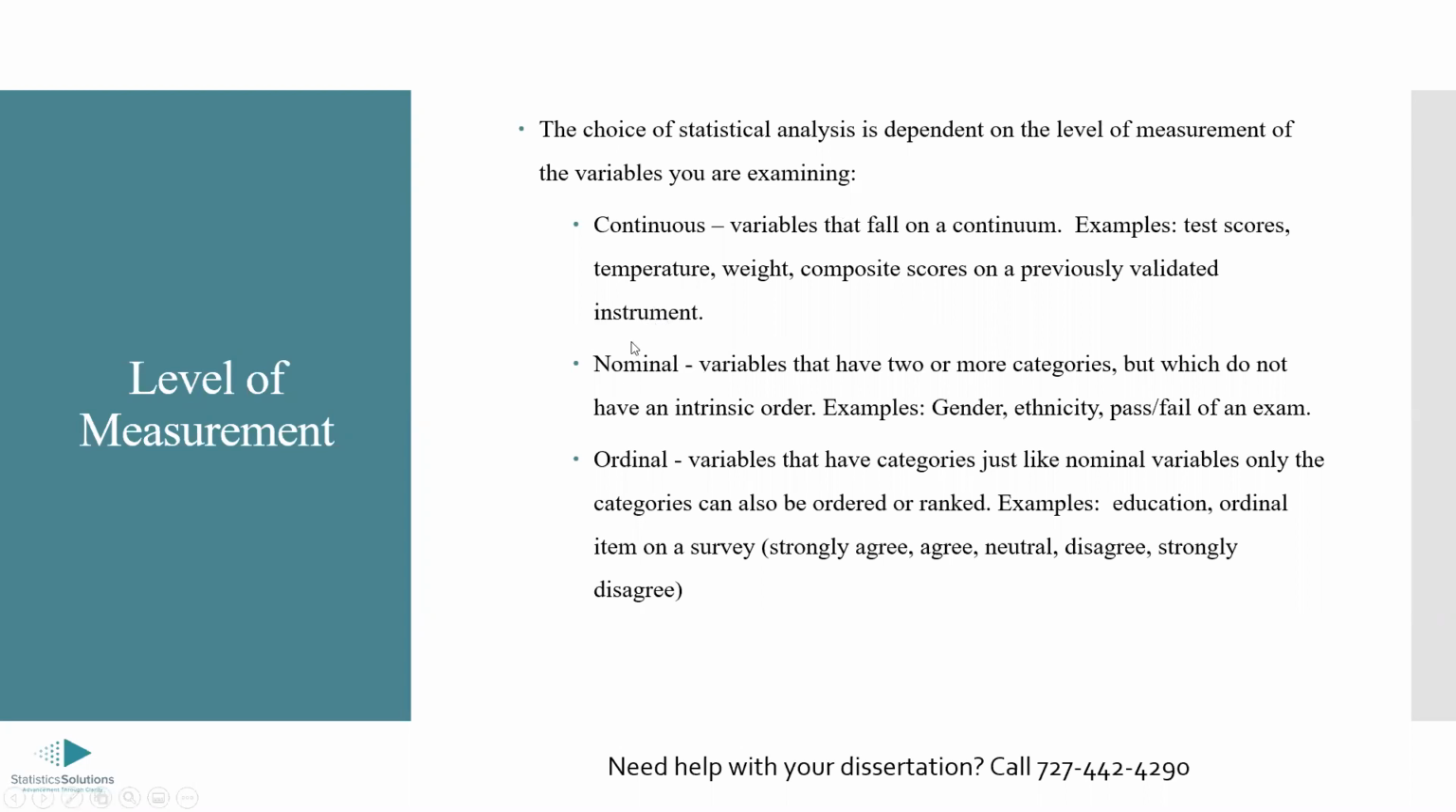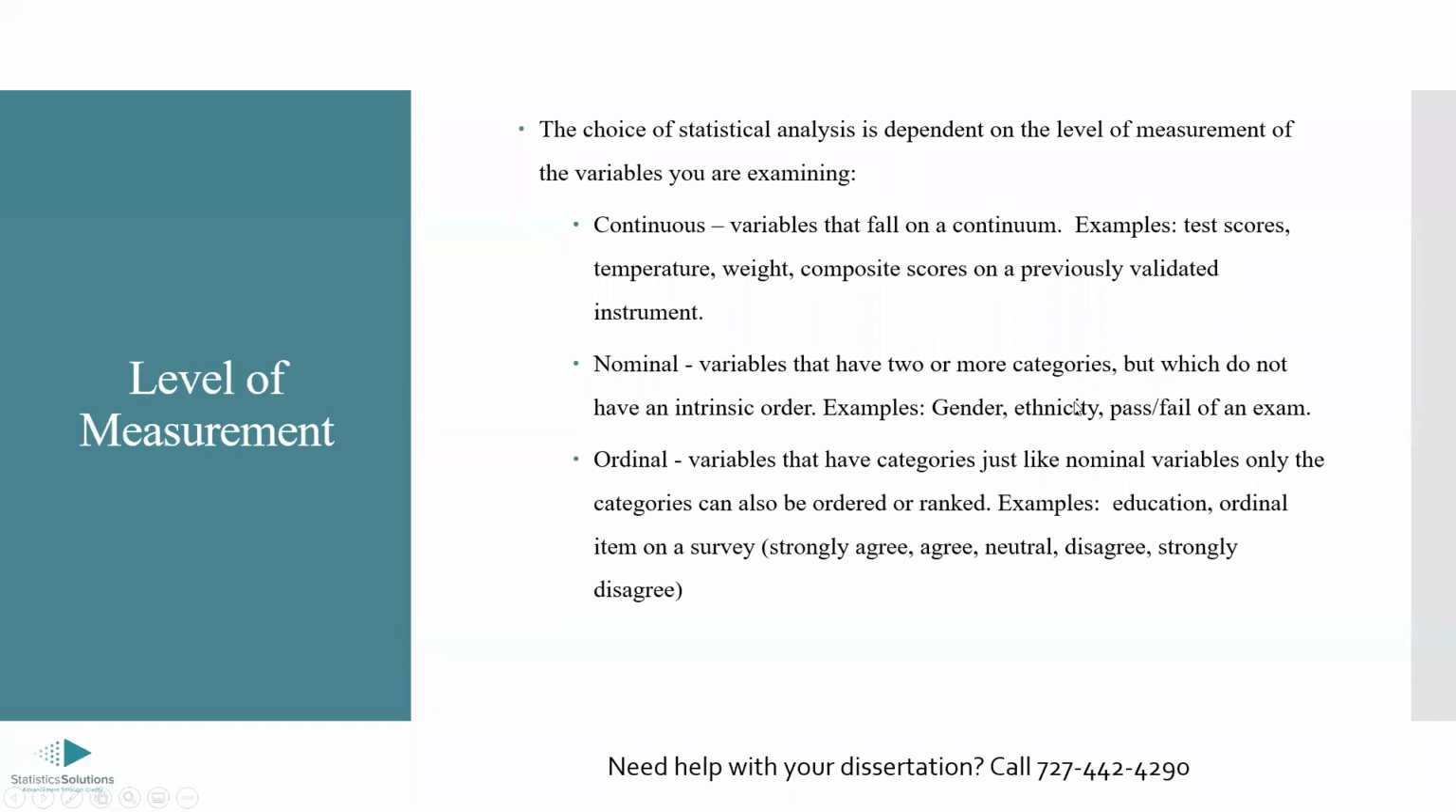The next variable type is nominal. So nominal is synonymous with categorical variables, variables that have 2 or more discrete categories, but these categories don't have an intrinsic order. Examples include gender, ethnicity, or passing and failing an exam. There's no hierarchy to any of these.